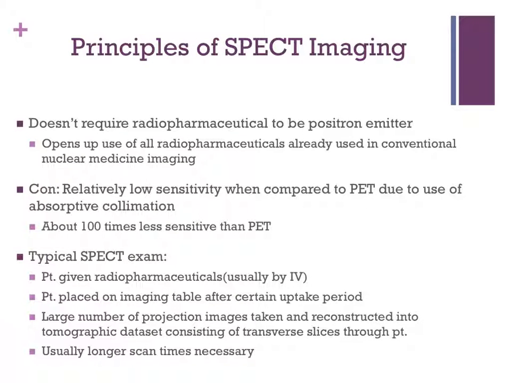We will move on now to the principles of SPECT imaging. The advantage of SPECT over PET is that SPECT doesn't require the radiopharmaceutical to be a positron emitter. And this means that all of the radiopharmaceuticals regularly used in nuke med can also be used with SPECT. SPECT has been used to routinely image the brain, skeleton, heart, and kidneys, and has also been used for tumor imaging. The disadvantage, though, to SPECT is that it has a relatively low sensitivity as compared to PET because it needs to use absorptive collimation, and this makes it almost 100 times less sensitive than PET.